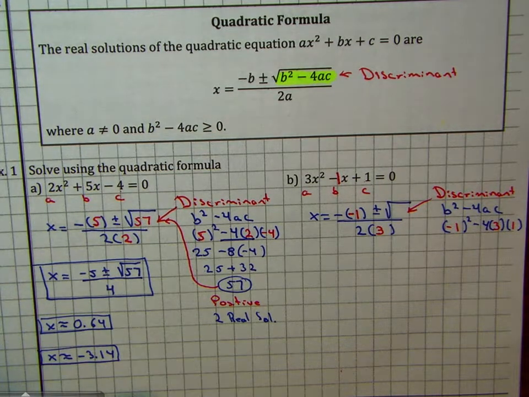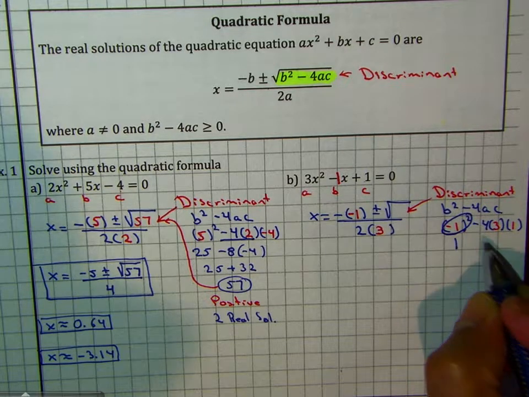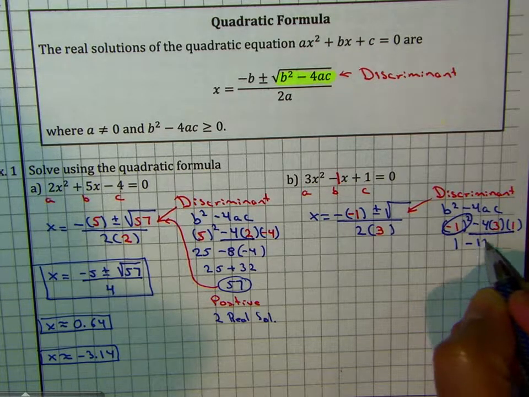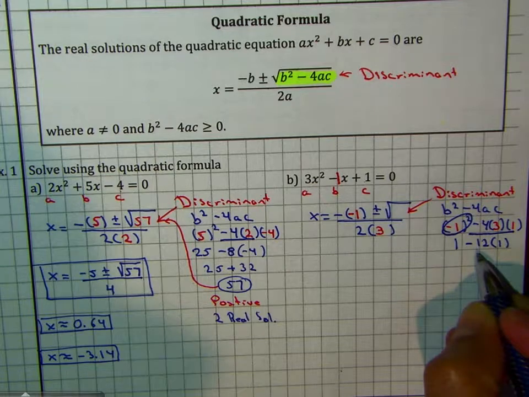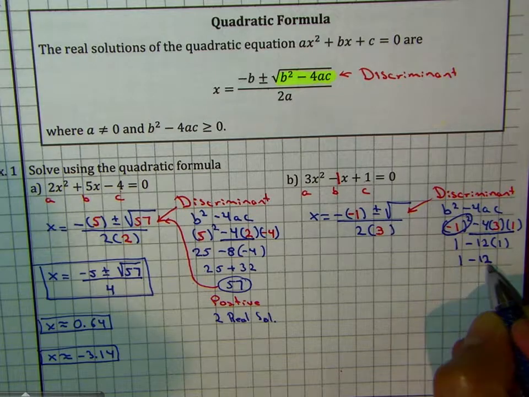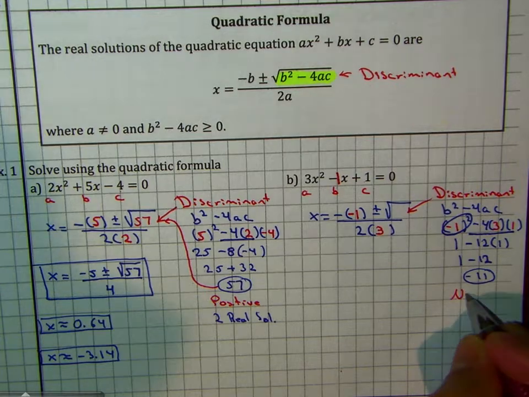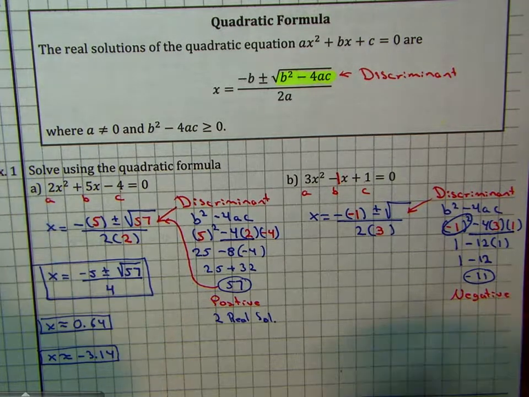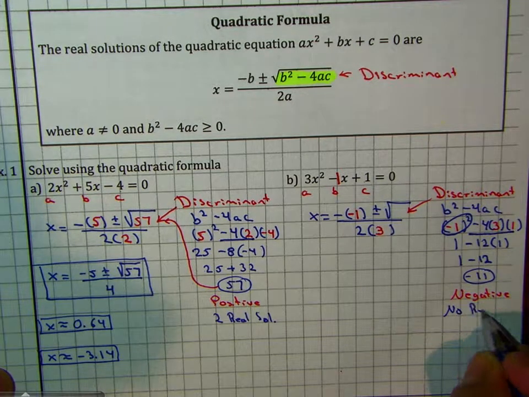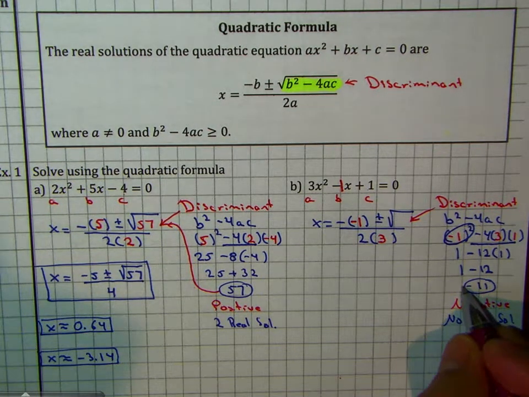And I just need to simplify. Negative 1 squared is negative 1 times negative 1, which is positive 1. Then I'll multiply all three numbers: negative 4 times 3 is negative 12, and then times 1 is negative 12. And 1 minus 12 is negative 11. That is negative, and according to the last section, if it's negative, we have no real solutions. And that negative goes inside the square root.